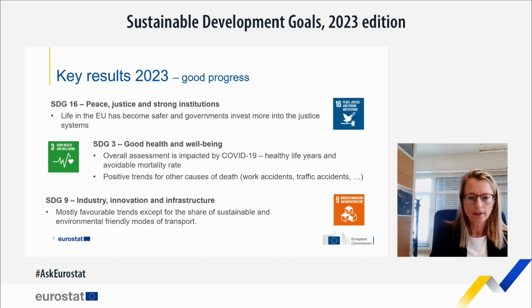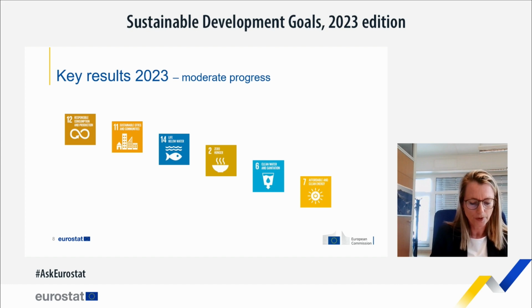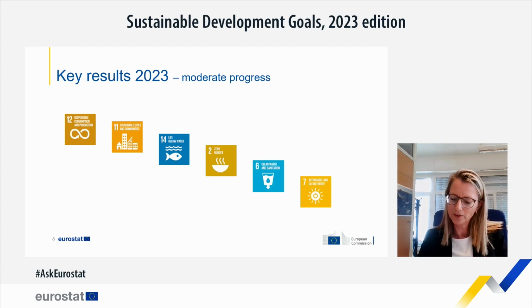On the next slide, you can see the goals where the EU makes moderate progress. That's SDG 12, responsible consumption and production, 11, sustainable cities and communities, 14, life below water, 2, zero hunger, 6, clean water and sanitation, and 7, affordable and clean energy. You can find all the details in our report, but we don't have the time now to go into detail.